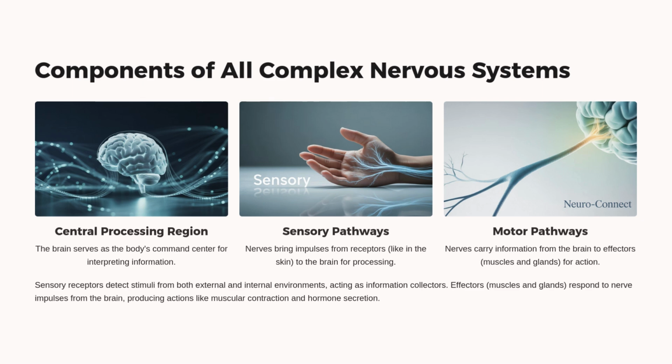Sensory receptors detect stimuli from both external and internal environments, acting as information collectors. Effectors, muscles and glands, respond to nerve impulses from the brain, producing actions like muscular contraction and hormone secretion.